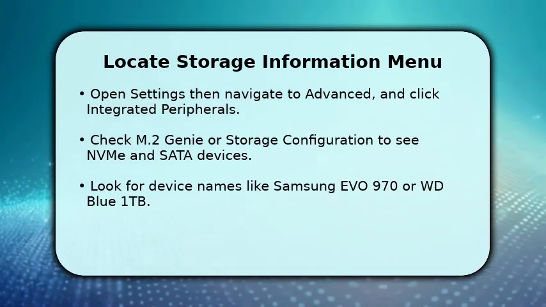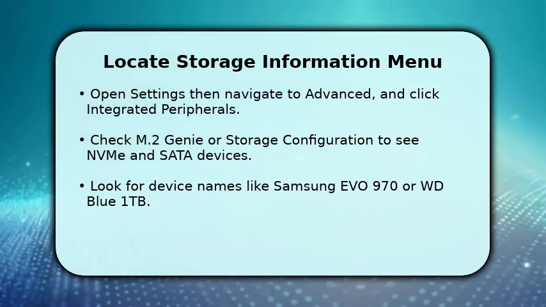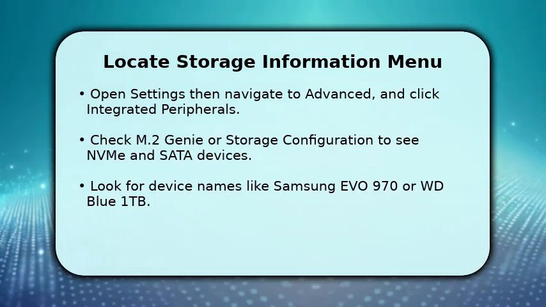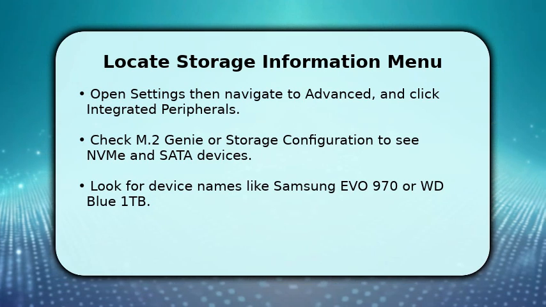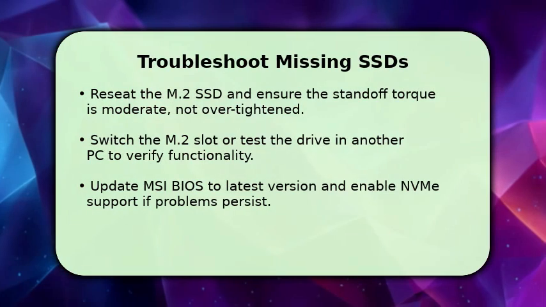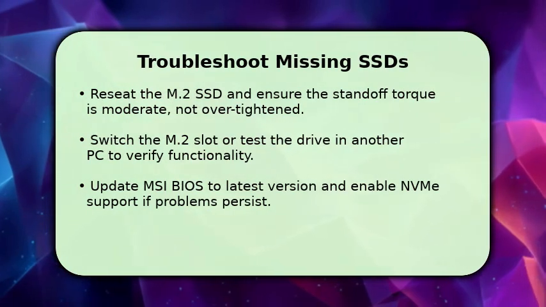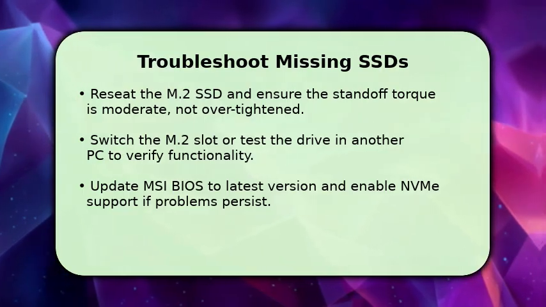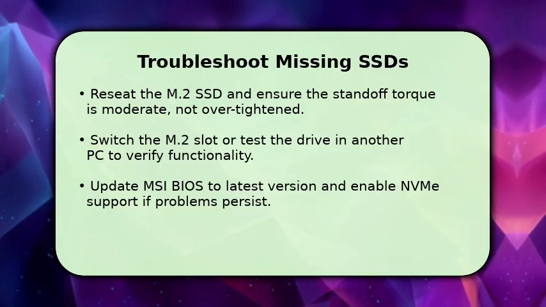The detected drives will show model names such as Samsung EVO 970 or WD Blue 1TB for quick identification on the list. If an SSD does not appear, power down and reseat the M2 drive carefully. Remove and reinstall the screw with moderate torque so the drive makes solid contact.